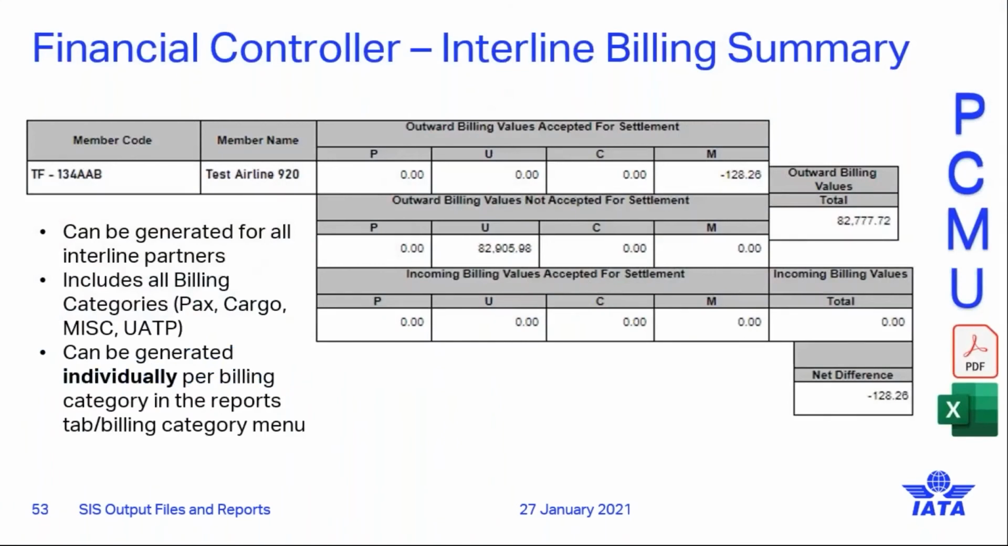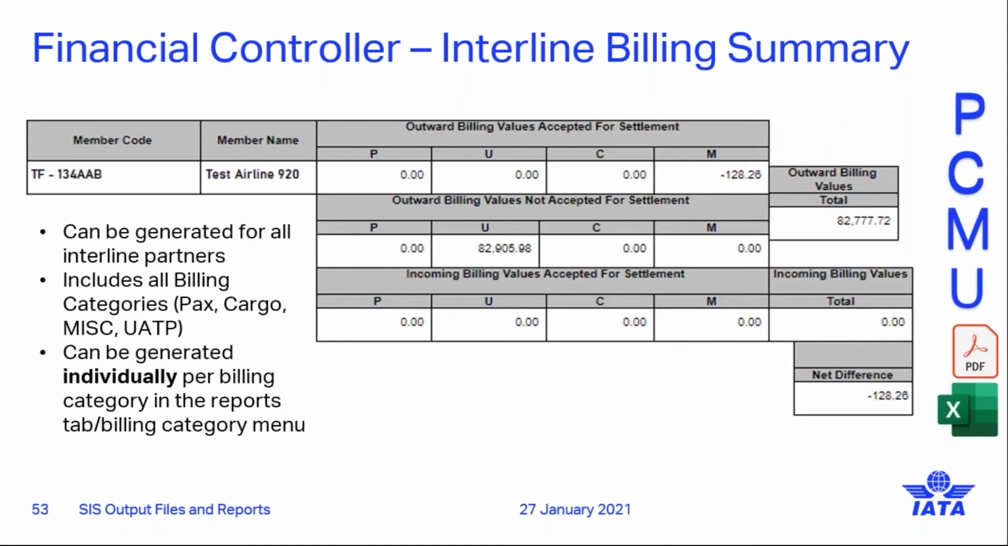So the first report we discussed under the Financial Controller is the Interline Billing Summary. This report helps members to analyze incoming and outward billings for a clearance month/period, and also by settlement method indicator. Under Financial Controller, these reports can be generated for all, though they can be generated individually per billing category in the Reports tab. So as I said, this is more of a generic view.